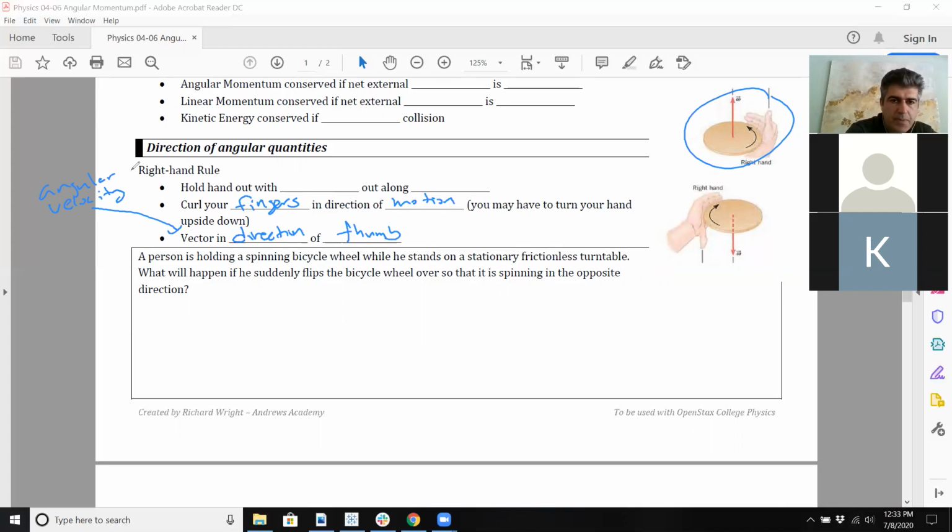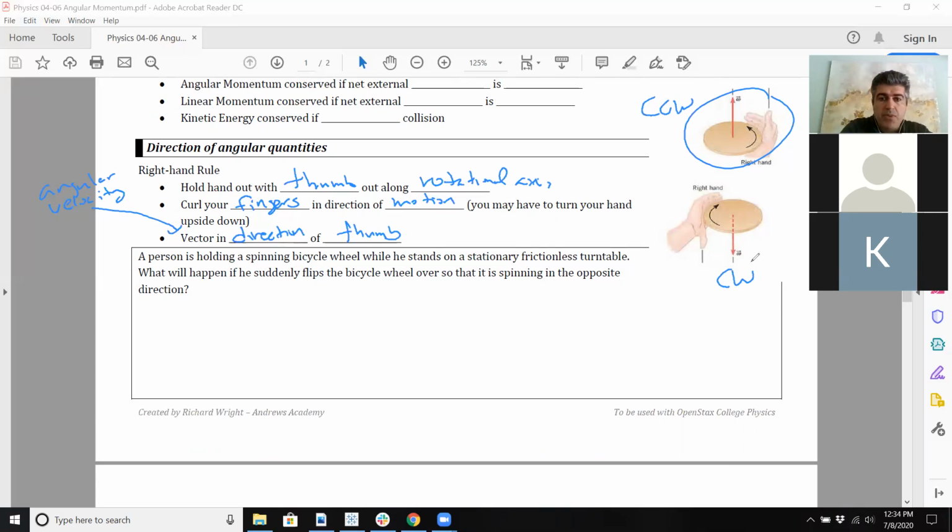Sometimes what some people do, they hold out the hand with the thumb out along the rotational axis. So if you take your thumb and point it in that way, then you expect the disc to rotate. I guess in this case, if you're pointing up, this is counterclockwise. Of course, in this case, that's clockwise.